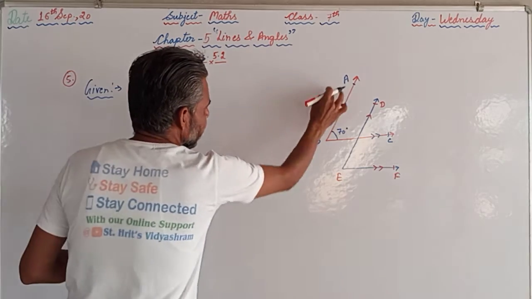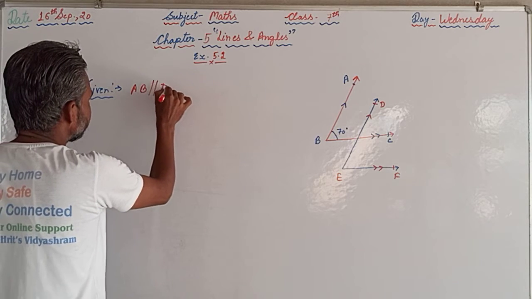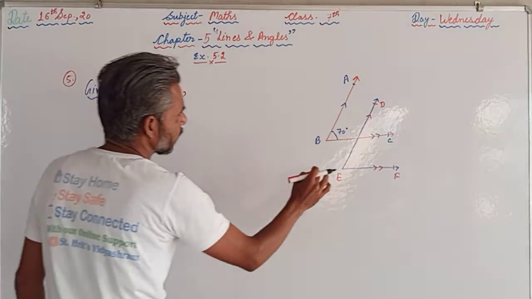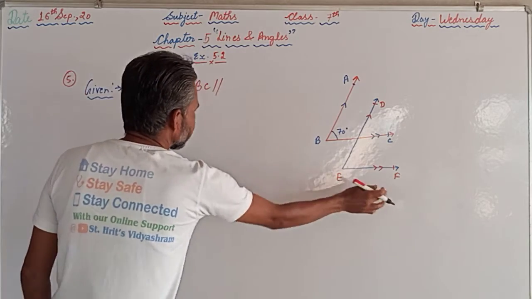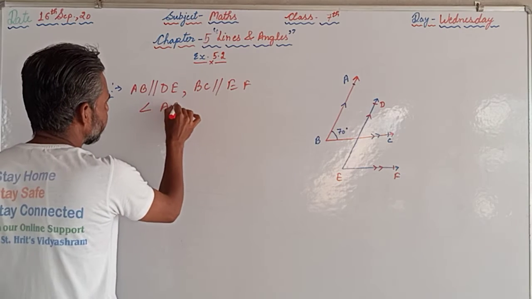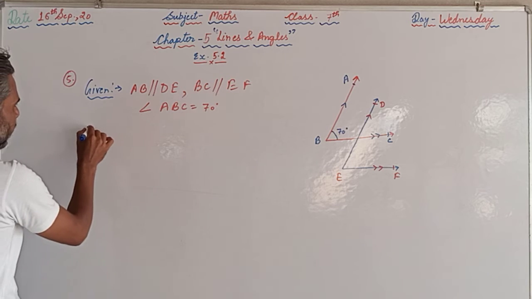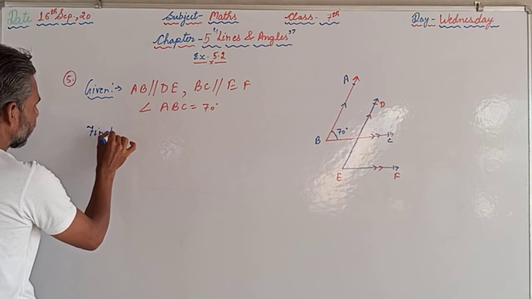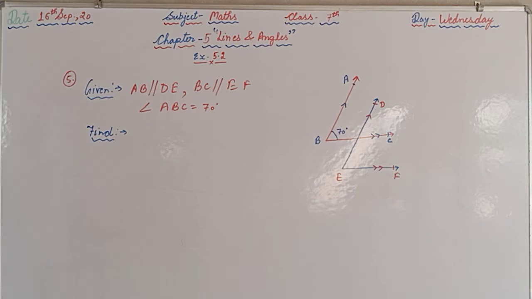Given is AB is parallel to DE, and BC is parallel to EF, and angle ABC is equal to 70 degree. Then we have to find, what we have to find. We have to find, first part, angle DGC.